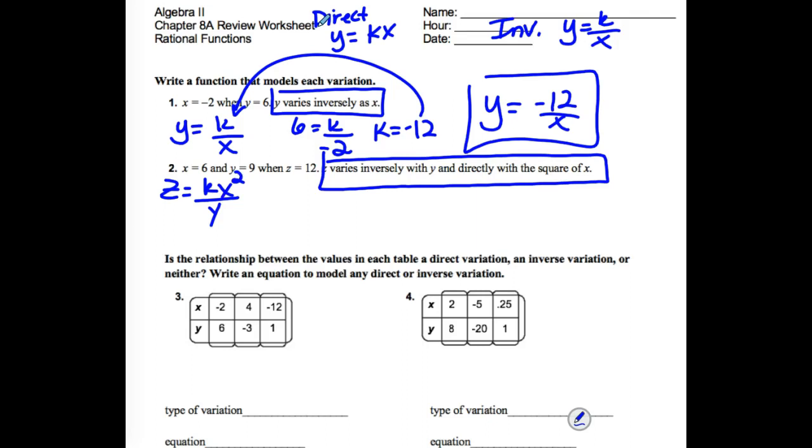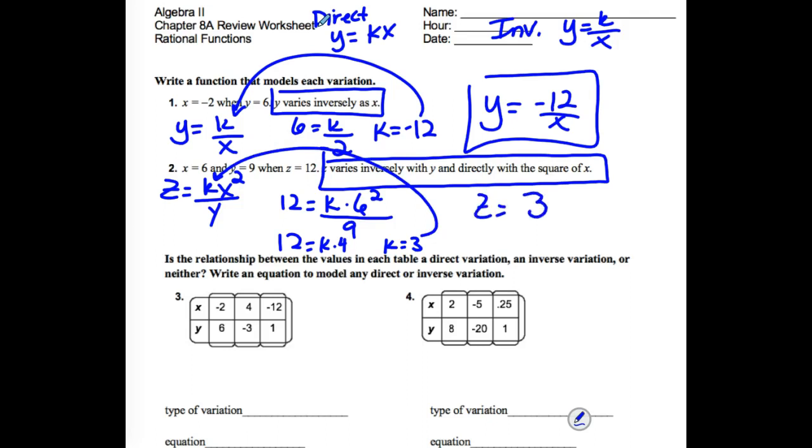Okay, so we have our generic equation. Now we start dumping in our numbers. We said z was 12, x was 6, and y is 9. What is 6 squared? 36 divided by 9. So we have 12 equals k times 4. So k has to be 3. All right. Our last step then is to dump that back in. So the model would be z equals 3x squared divided by y.